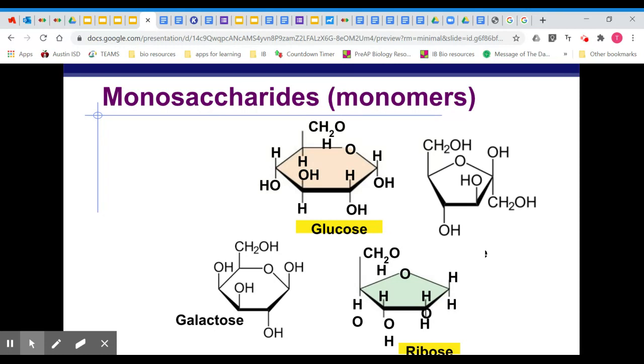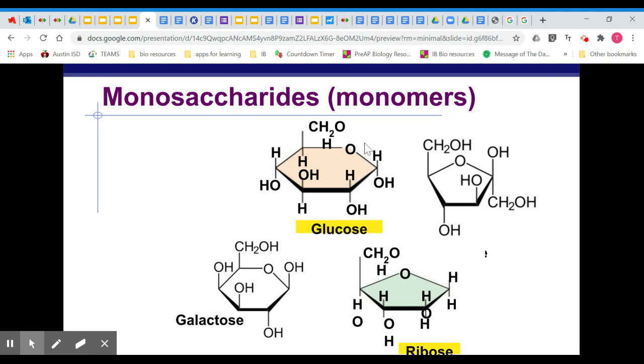Carbohydrates are made up of monomers. So all of these are polymers made up of monomers. And those monomers, in the case of carbs or carbohydrates, are called monosaccharides or simple sugars. So here are some really common simple sugars. You have glucose, galactose, ribose. Notice that we have them in this kind of ring structure.